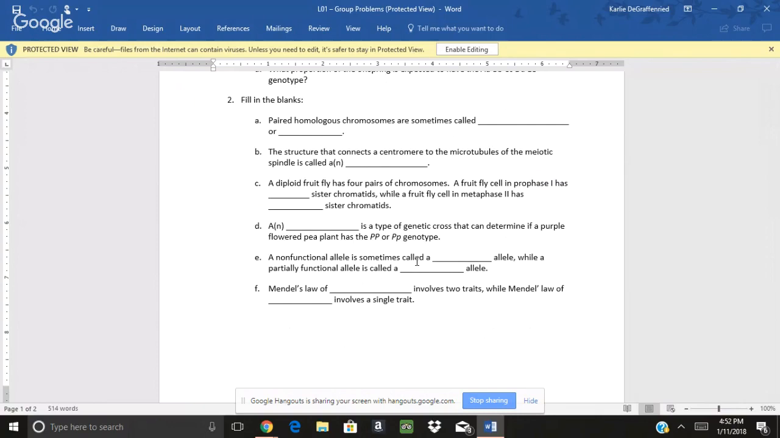Mendel's law of independent assortment involves two traits, while Mendel's law of segregation involves a single trait.